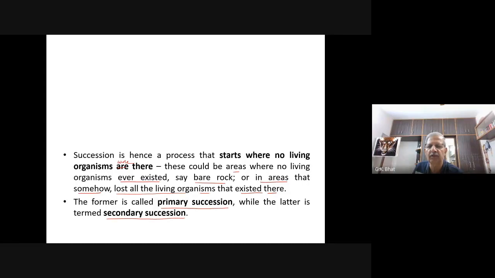What is primary succession? Prithvi? Yes, sir.